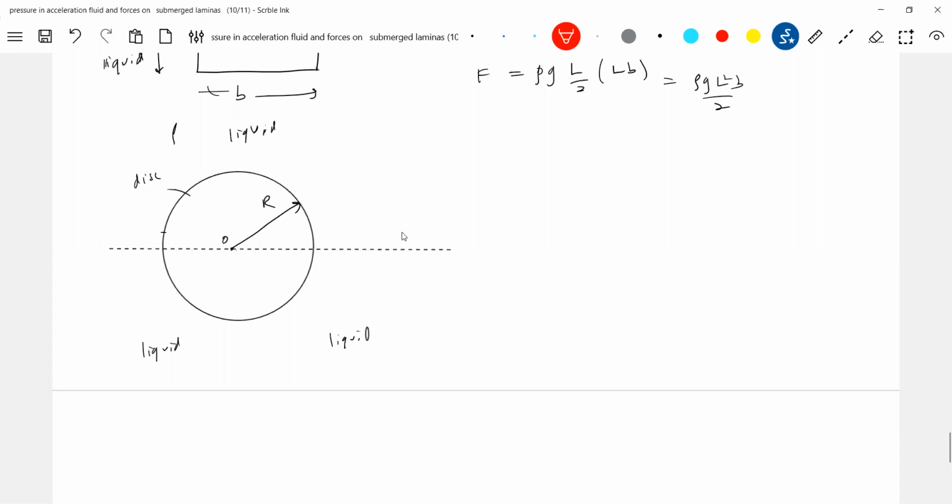So what I am telling is simple: the center of mass of the semicircular disc will be at this point. So calculate that hC. Then what is the force? F is equal to rho g hC into the area of the submerged part, pi r square by 2. Half of the disc is immersed here. Now what is hC? Can we locate the center of mass, 4r by 3 pi?